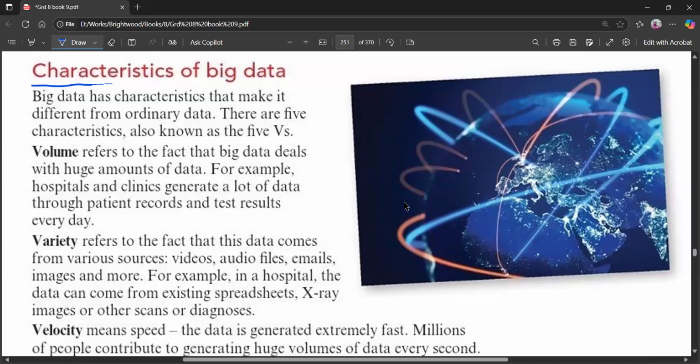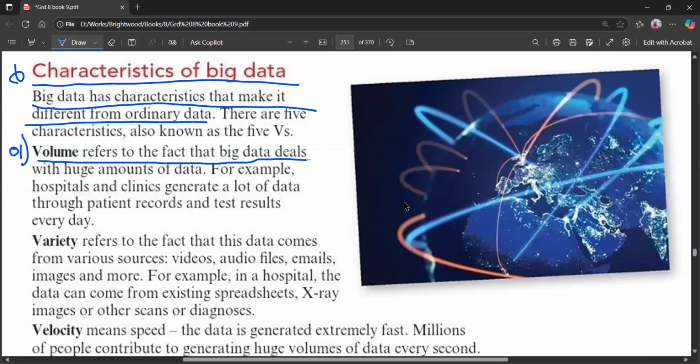So big data has these kinds of characteristics. Okay, write down the next subtopic: characteristics of big data. Big data has characteristics that make it different from ordinary data. What are they? The first one is volume. Volume refers to the fact that big data deals with a huge amount of data.